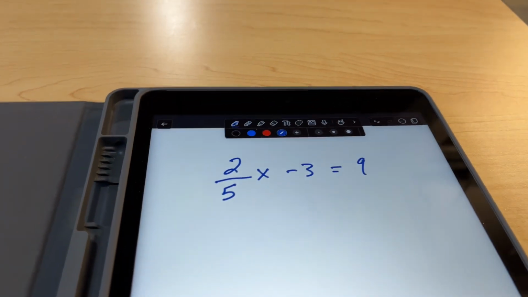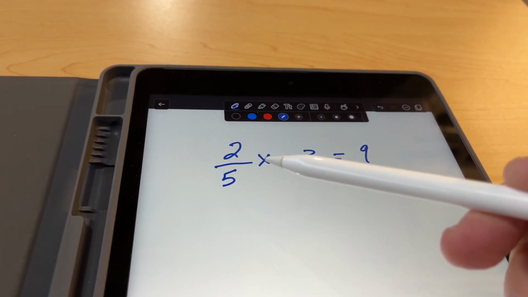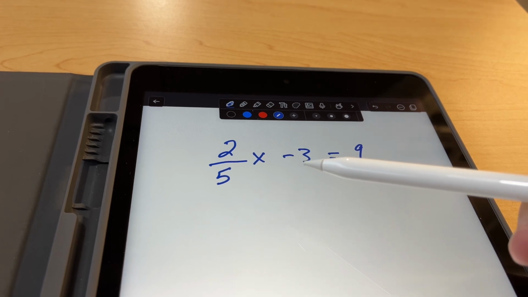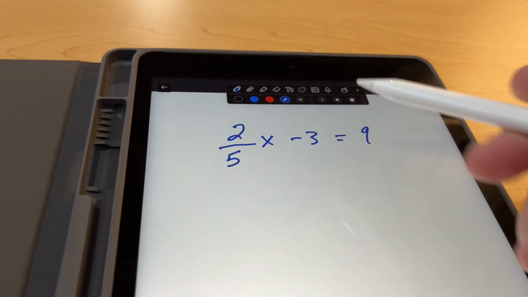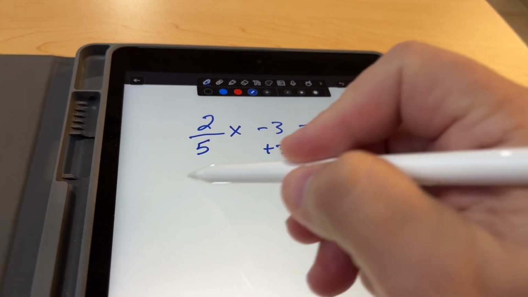about how to solve an equation like this. Here's the variable, it has two things happening to it. It's being multiplied by 2/5 and is being subtracted by 3. You want to get rid of addition and subtraction first. So I'm going to add 3 to both sides.